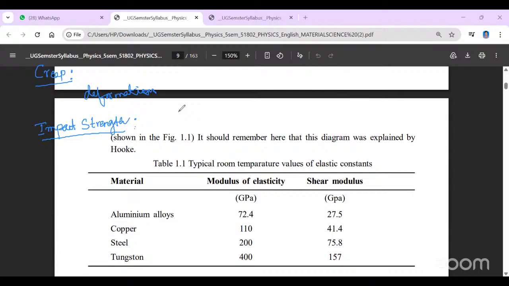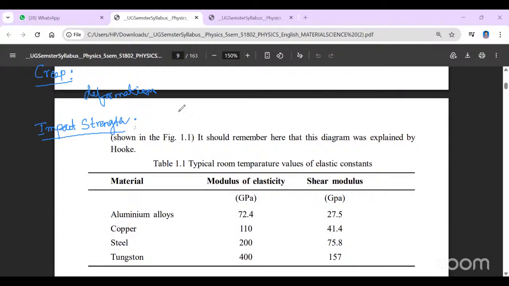So temperature also plays a very important role. Generally, as the temperature increases, the toughness value changes with temperature also. That is nothing but the amount of energy absorbed by the material also changes when the temperature changes.